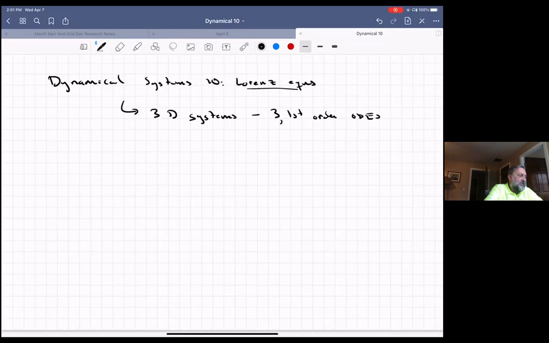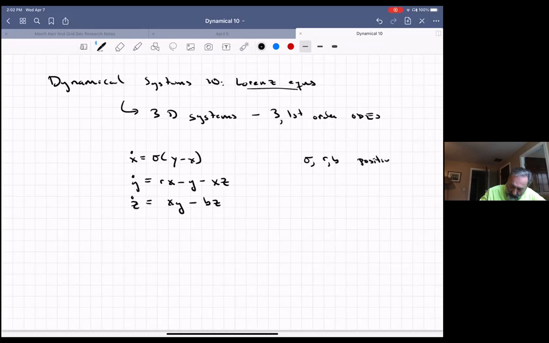So the equations themselves are x dot is sigma times y minus x. Y dot is rx minus y minus xz. And z dot is xy minus bz with parameters sigma, r, and b are positive numbers. And then, x, y, and z are our coordinates.